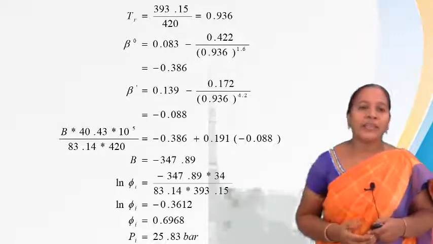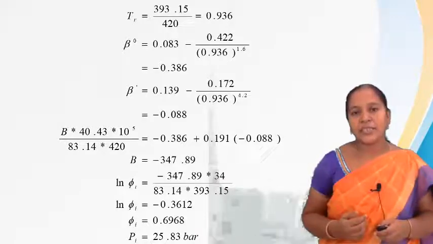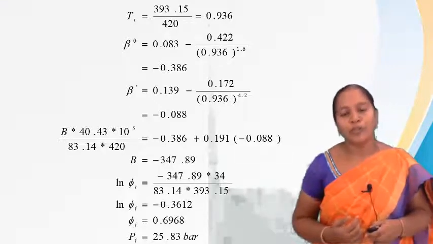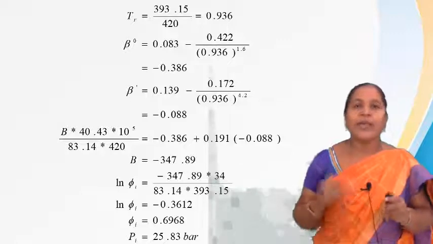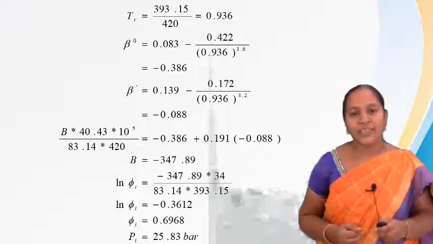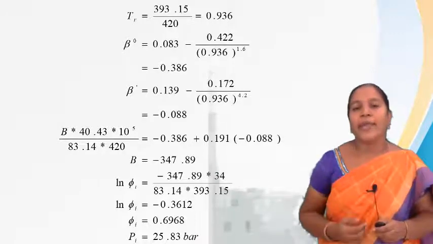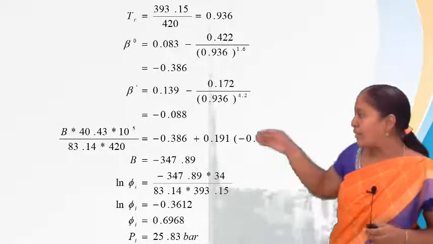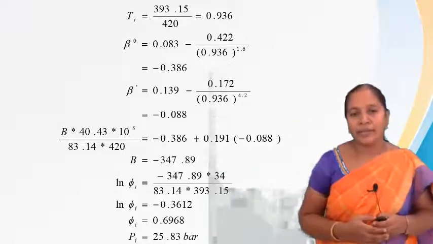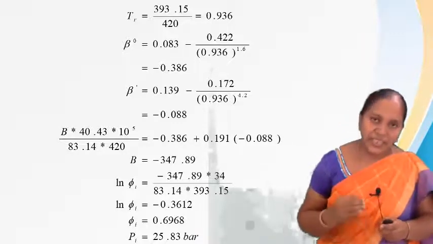0.088. After calculating the beta naught and beta dash, by using the correlation, BPc by RTc is equal to beta naught plus omega beta dash. That is, B into 40.43 into 10 power 5 divided by 83.14 into 420, that is equal to minus 0.386 plus 0.191 into minus 0.088. After simplification, we get the value of B, that is equal to minus 347.89.